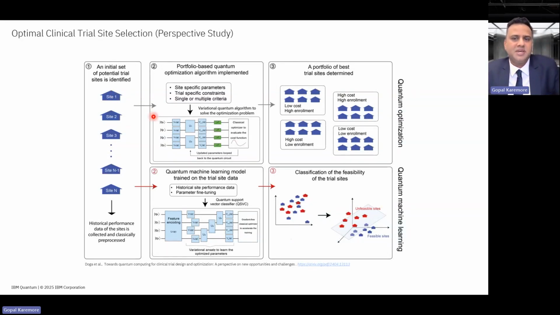All these factors basically boil down to portfolio optimization, which is very similar to financial asset optimization. And we have proposed how one can use quantum optimization methods for getting low cost high enrollment or low cost low enrollment and different scenarios.